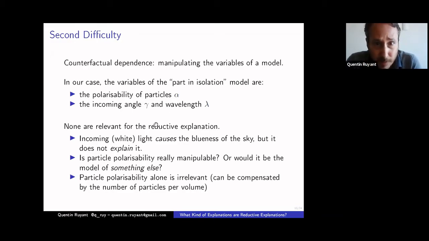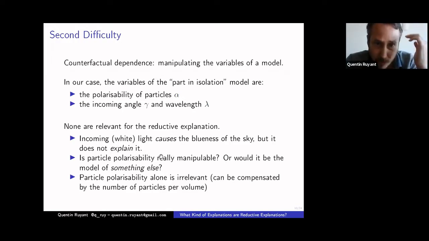If we take the wavelengths of incoming light, well, we assume that this is part of the context of the explanation, that we are in normal daylight condition, and so the incoming light is white. But we wouldn't say that this explains why the sky is blue. We wouldn't say, well, the light that comes from the sky is white, therefore the sky is blue. It doesn't seem to be the relevant factor.